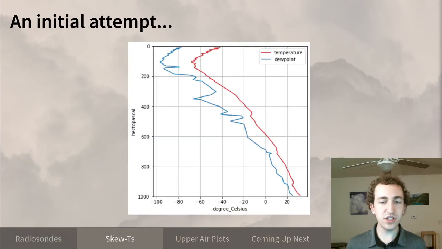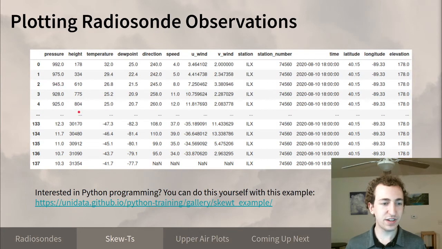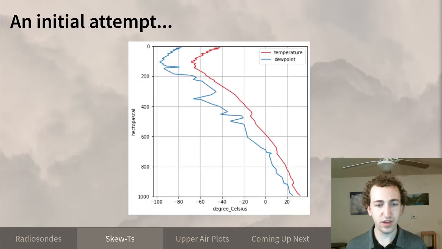So, an initial attempt to plot these data: knowing that, of course, pressure decreases as you go up, I'm going to start with low pressure, go to high pressure, and just straight up plot temperature and dew point. You get something that looks like this.